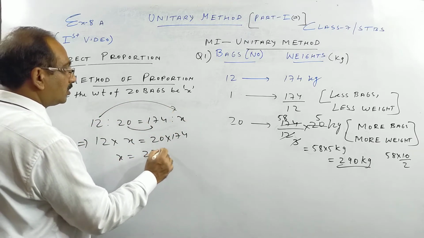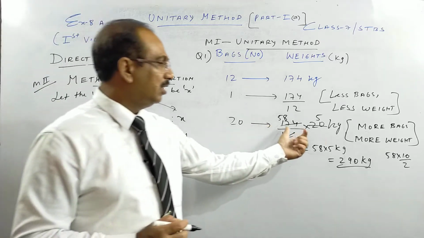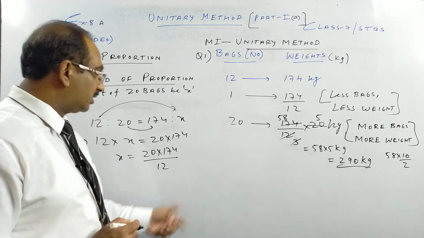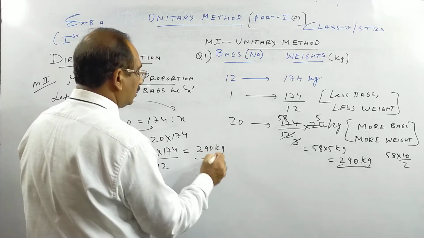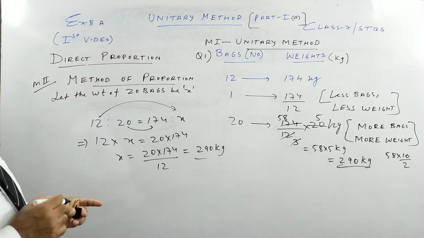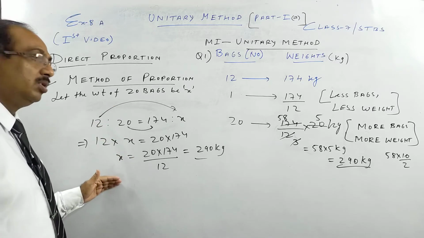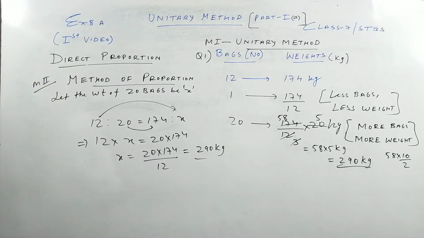So finally you see 12 goes down. Same thing, we get 174 into 20 by 12. So the final answer will be the same, children, and when you solve you will get 290 kg. Cancellation I am not showing you, I am just showing you the logic. So if you like this you can do it. This is the unitary method one, and this is the proportion one. So kindly pause the video and do it. Then question 2 I will do by both methods.